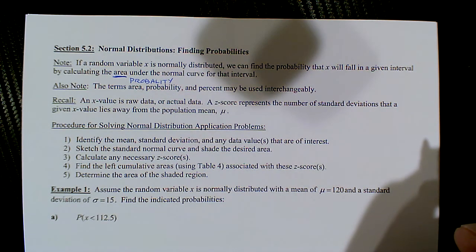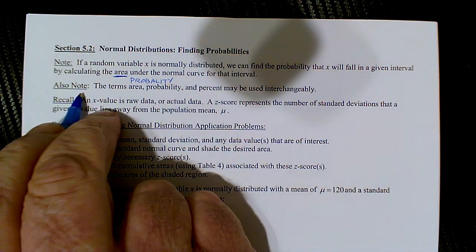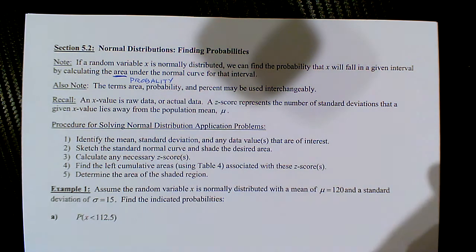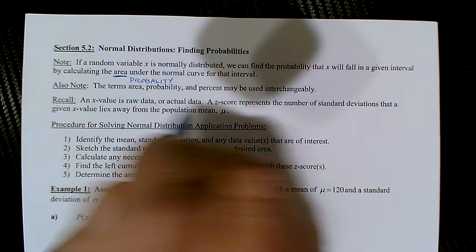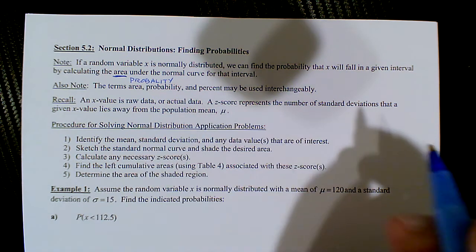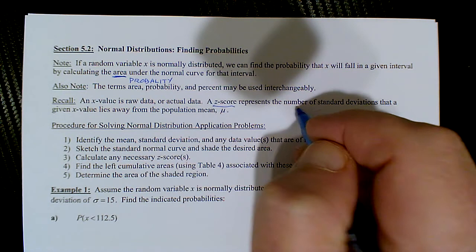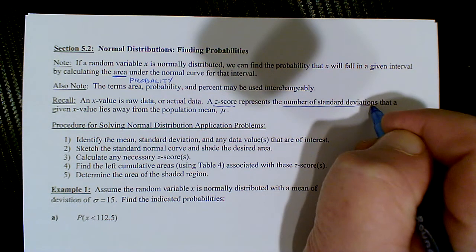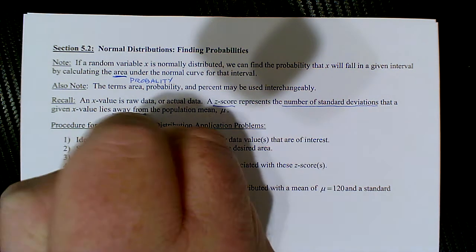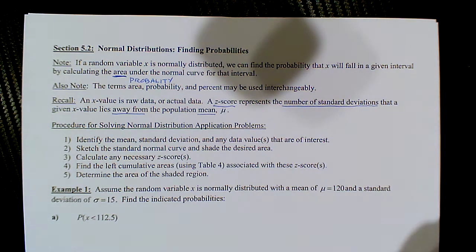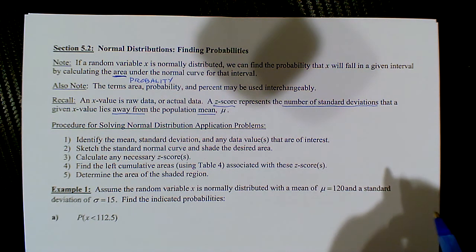Typically we give it as 4 decimal places, and we noted that here that area, probability, or percent can be used interchangeably. And when we're given an x value, it's raw data or an actual data value. And recall that the z-score represents the number of standard deviations that this data value lies away from the mean, population mean, of course.